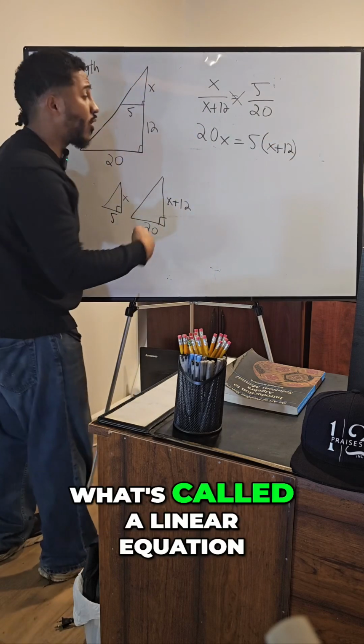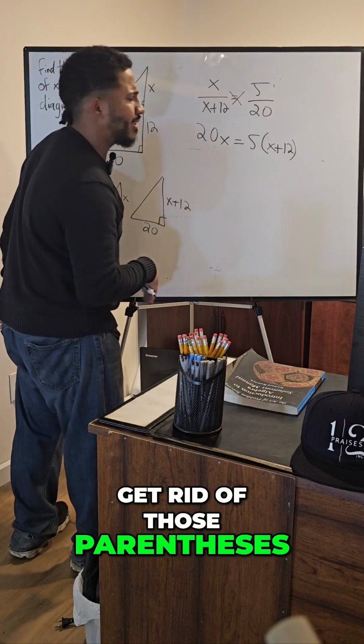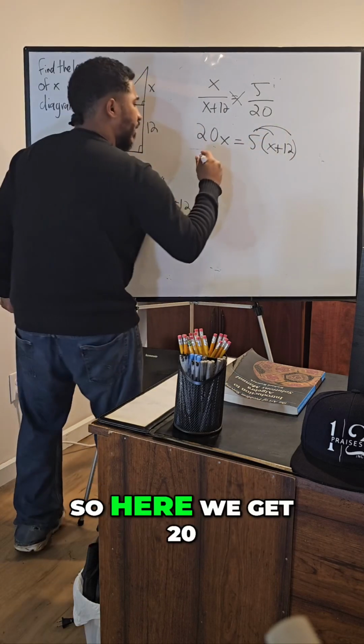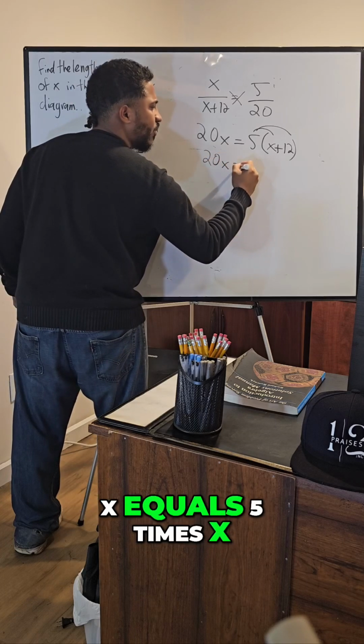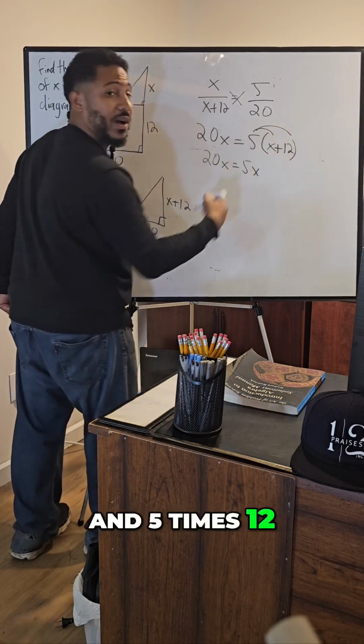And now we're solving what's called a linear equation. So how do we solve these linear equations? First, get rid of those parentheses. They're kind of in the way. How do we get rid of them? We distribute across the parentheses. So here we get 20x equals 5 times x, 5x, okay? And 5 times 12, 60.